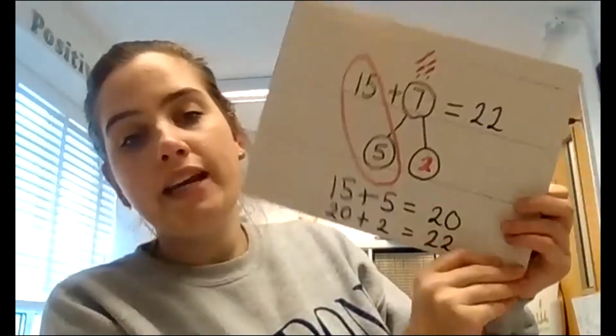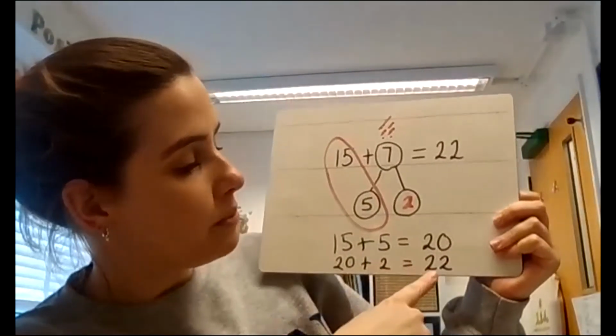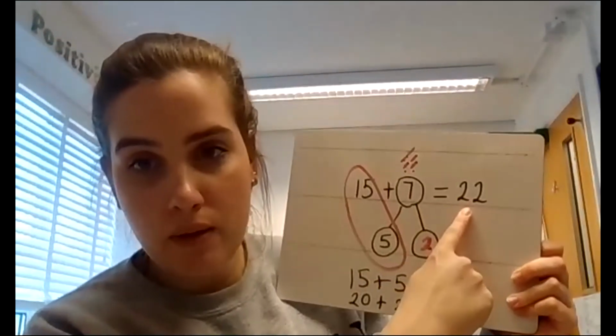I've got 15 and 5, which makes 20. And then I've got to add this 2 on in the red, which makes 22. So I've put 22 up here. Let's have a practice with another one.